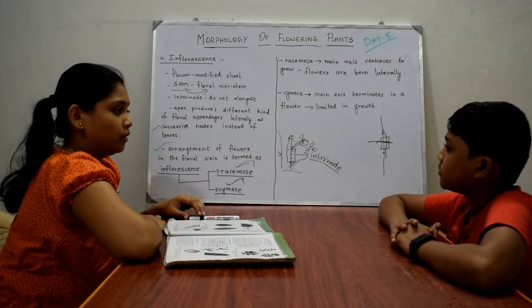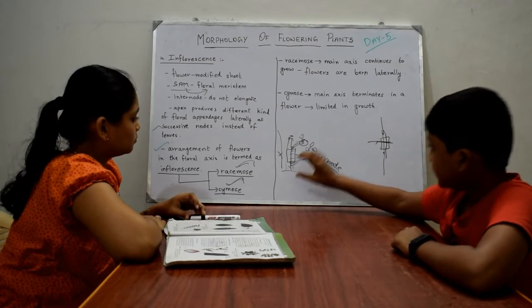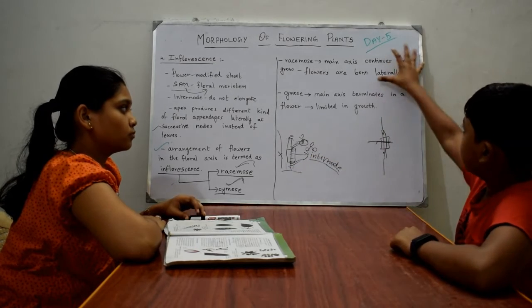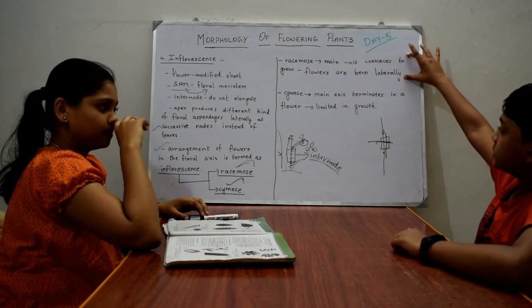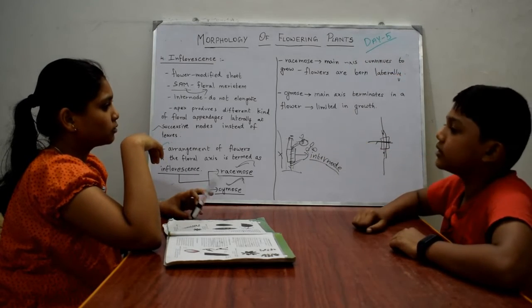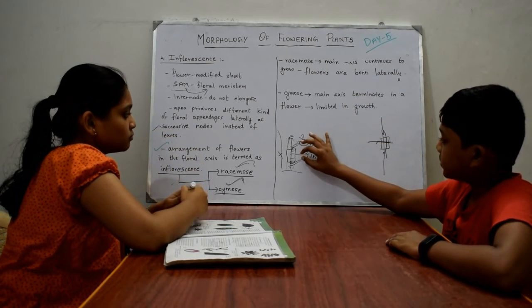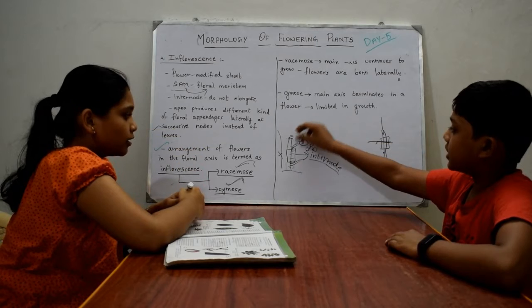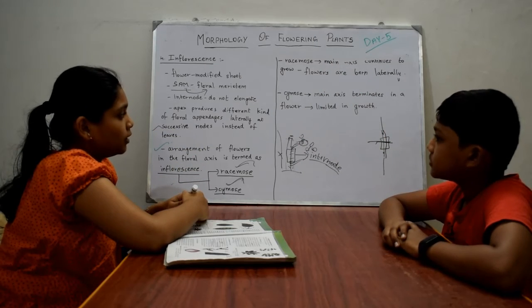So this is about inflorescence. Next, when the internodes do not grow, the branches will be continuously growing. Branches and even the stem will grow. The internodes will not elongate.